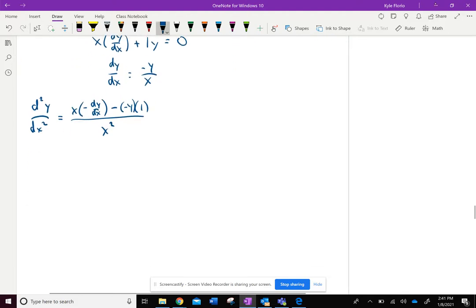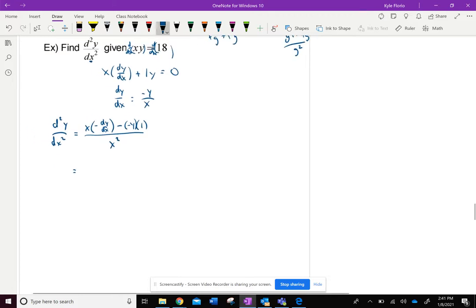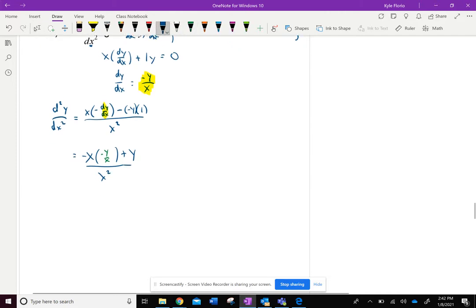Okay. So now we're going to substitute. The first derivative, we're going to replace right there. So that's going to be a negative x. I'm just going to bring that negative x out times negative y over x. So here's my substitution. Here we have a double negative, so it's going to be plus y. Y times 1 is y. And over x squared. Again, I'm having some double negatives here, so those are just going to become positive.